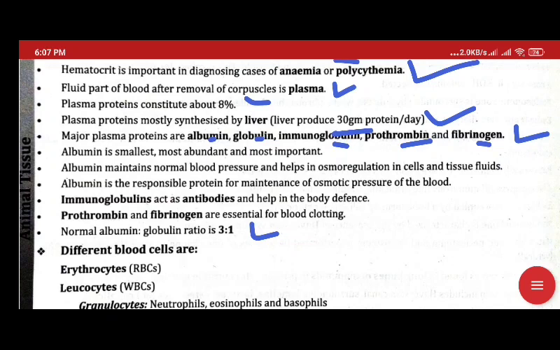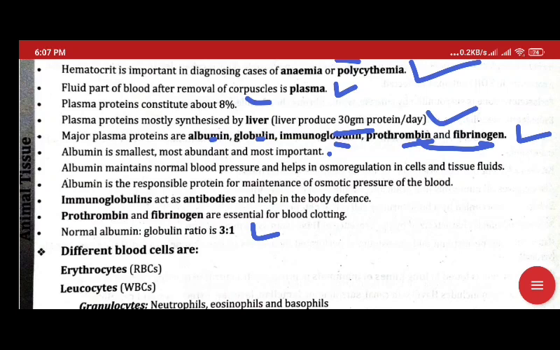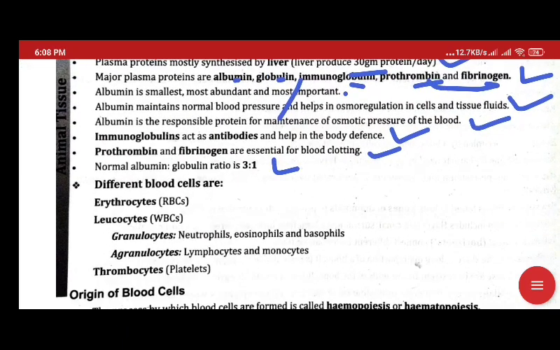Prothrombin and fibrinogen, these are both for blood clotting. Now albumin is the most abundant and smallest. Albumin maintains what? Normal blood pressure, osmoregulation. So it is osmotic pressure maintenance. Albumin is given here for maintenance of osmotic pressure. Now immunoglobulin is for body defense, prothrombin for blood clotting. Now the 3:2 ratio, all we have studied.